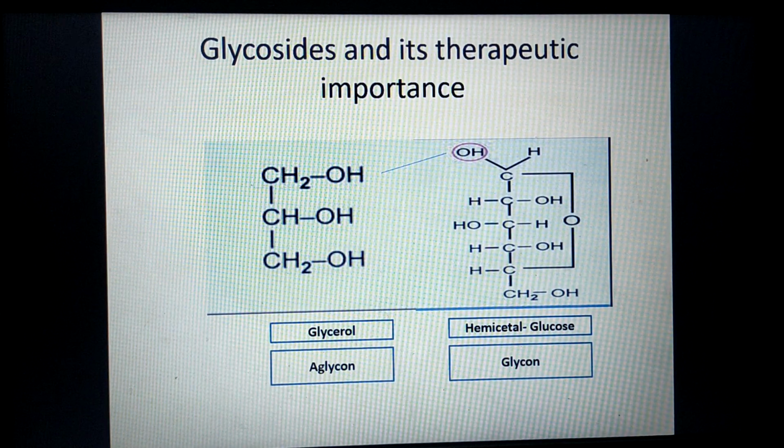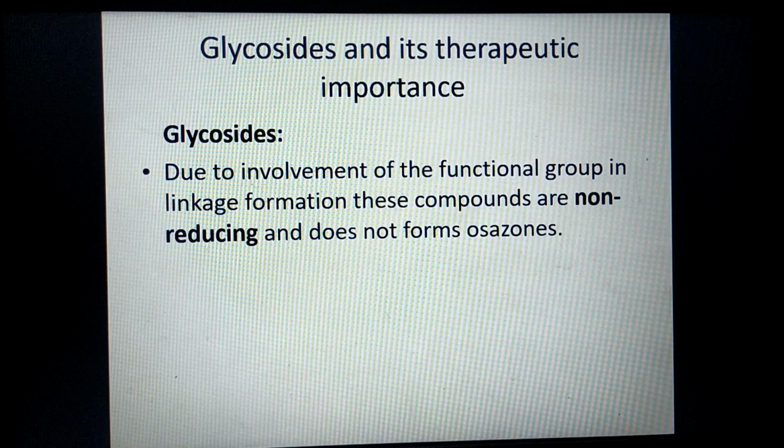In these glycosides, the functional group, which is the first carbon in this case, is involved in the linkage formation with glycerol. Therefore, glycosides do not give a positive Benedict test and they are non-reducing sugars. Here the same is written: as the functional group of glucose is not free in glycosides, they are non-reducing sugars.